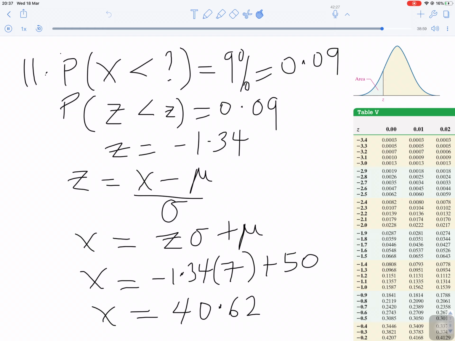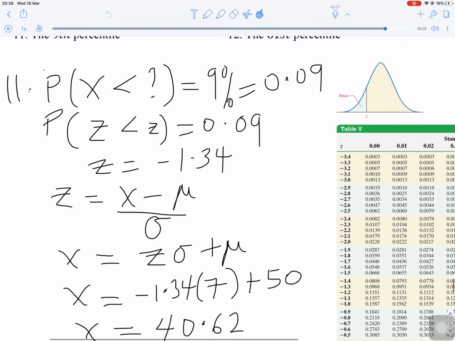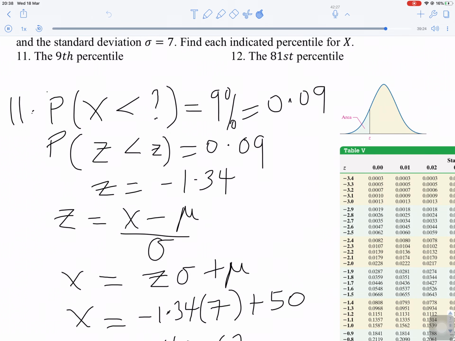An example like that we've seen before. So we look in the table and see where the area 0.09 falls, or a number close to that. And the closest number to that is 0.0901. And that corresponds with the z-score of negative 1.34. So z will be negative 1.34.